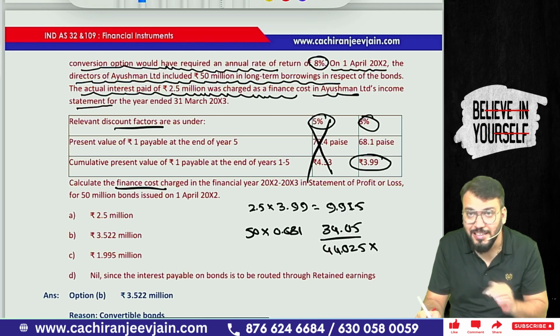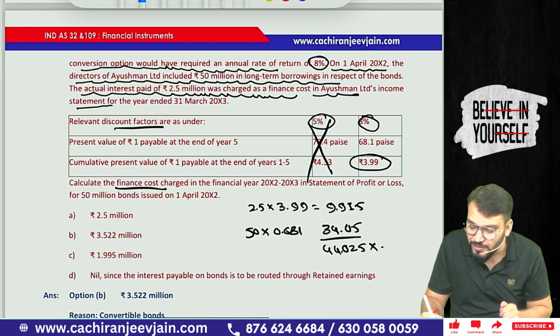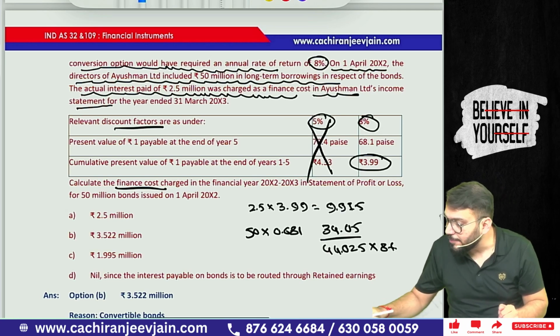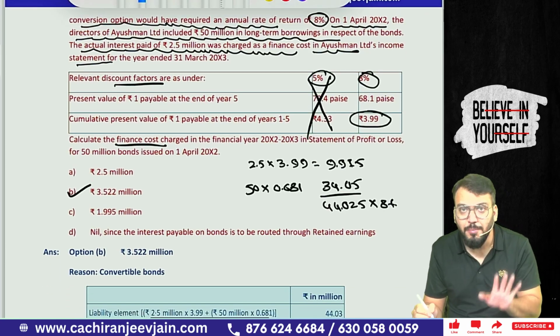On this we will calculate interest by using EIR because there is no transaction cost. EIR will be equal to the market rate of interest, therefore 8%. So 44.025 into 8% is equal to 3.522. So option number B is correct. Option number B will be correct. Got this point?